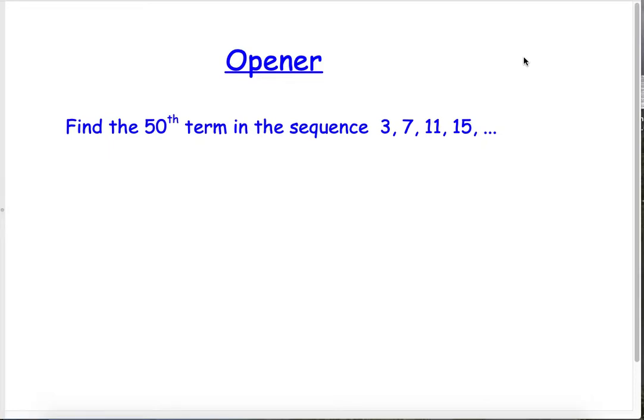So we've worked with sequences and series. Now let's focus on one specific type. So let's look at this example. Find the 50th term in the sequence 3, 7, 11, 15, forever.